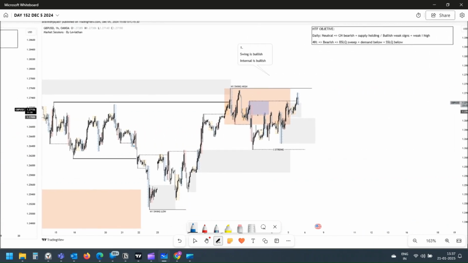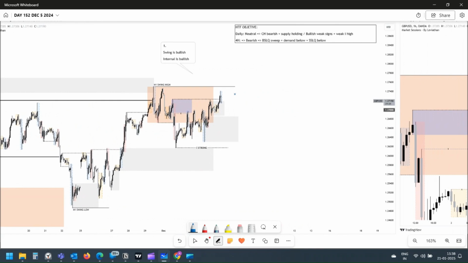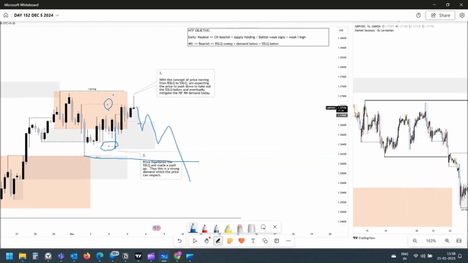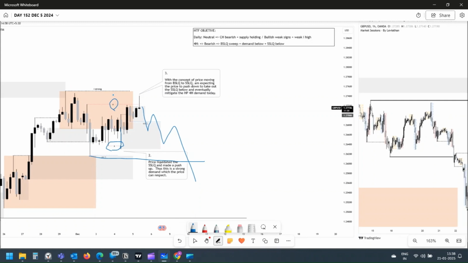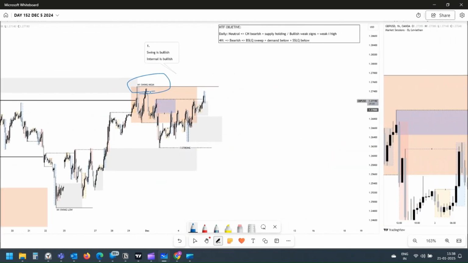So coming to H1, the swing structure is bullish, internal is bullish, which means this is the weak swing high and I can expect the price to go up and take out the weak swing high. So this is in contradiction with the H4, where in H4 we saw that the internal structure is bearish and we are expecting the price to come down, and this high is a strong high, whereas in H1 this high is a weak swing high.